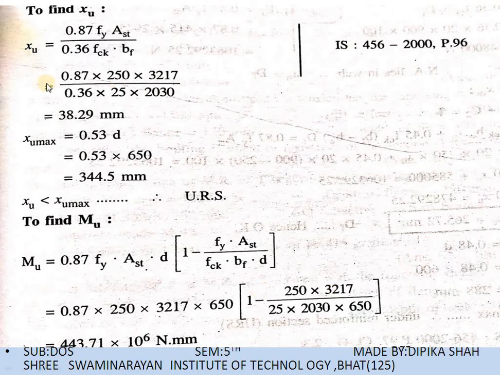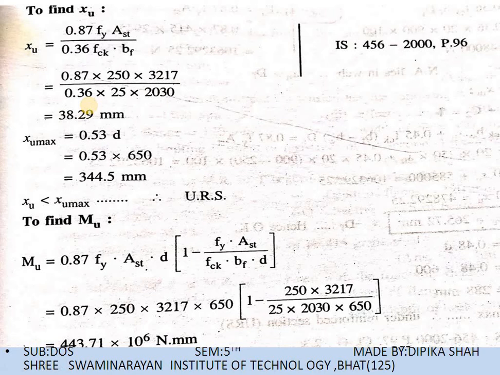So first of all we will find the Xu. For finding Xu in a singly RC beam we have guidelines given in IS 456-2000, page number 96, G 2.1. From that guideline we will use this equation: Xu is equal to 0.87 Fy into Ast upon 0.36 fck into bf. In this equation we will put the value of Fy, the value of Ast provided, fck and bf which we have found. From this we will get Xu as 38.29 mm.